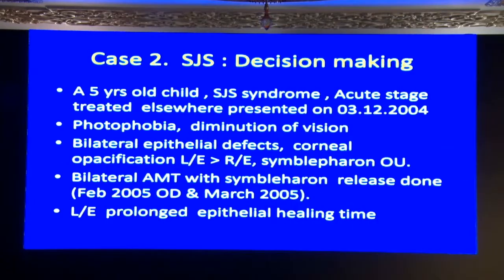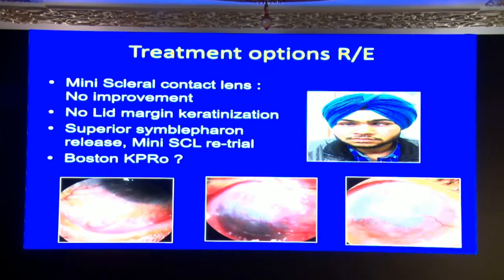I will take another minute for the next patient. This is the child. He had definite Stevens-Johnson syndrome, and his acute stage was treated in a tertiary care center. He came to us at a stage when he had epithelial defects in both eyes, and then we did amniotic membrane transplant and symblepharon release, and he was okay for the next years with, of course, acute exacerbations.